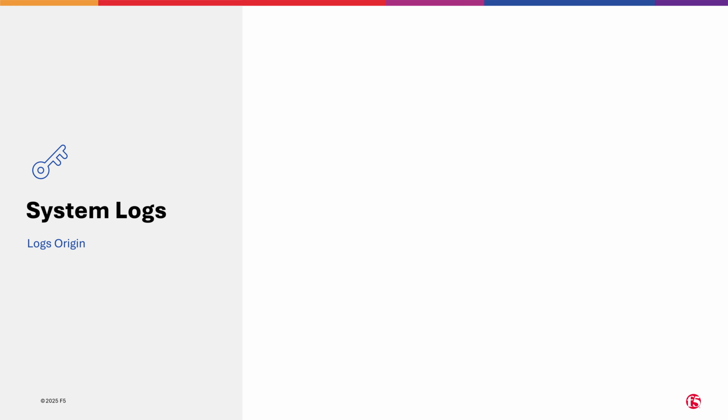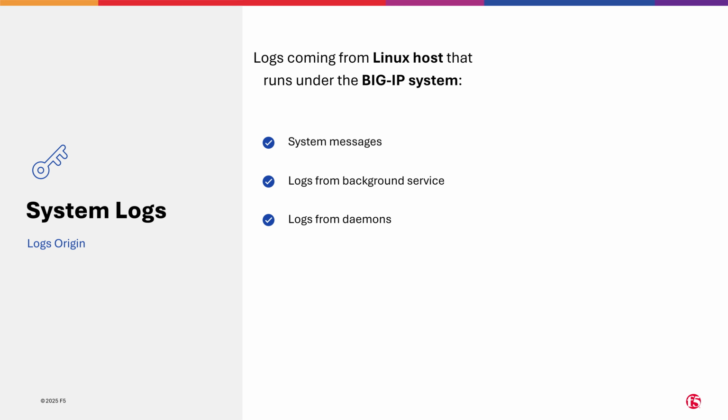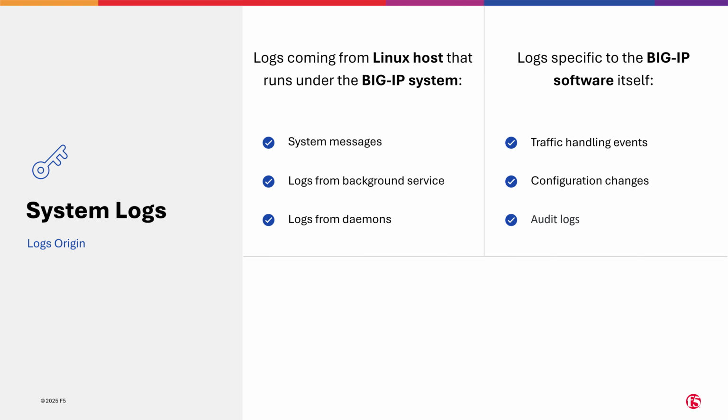BIG-IP log files contain useful diagnostic details about what is happening on the system. Some logs come from the Linux host that runs under the BIG-IP system. These include system messages created during boot, as well as logs from background services and daemons. Other logs are specific to the BIG-IP software itself. These show things like traffic handling events and configuration changes, including audit logs. Understanding both types of logs helps you troubleshoot and prepare for automation tasks.